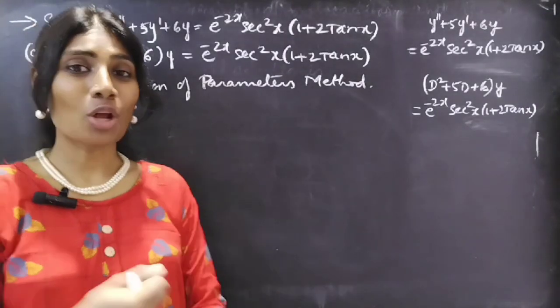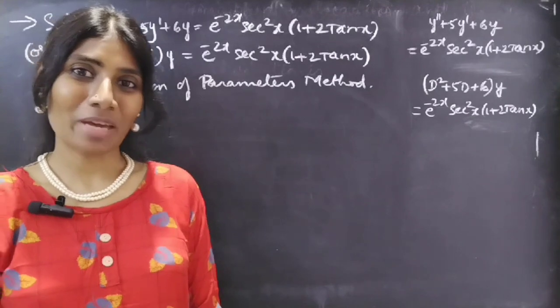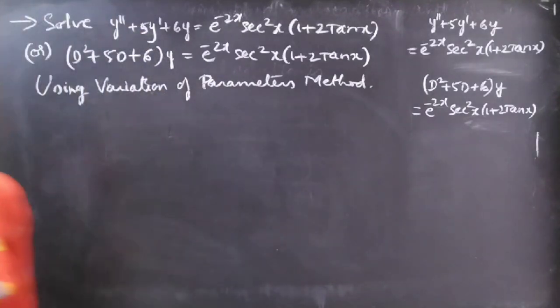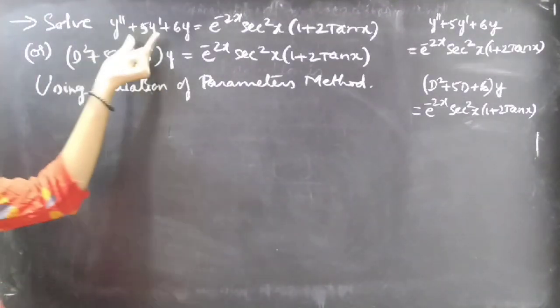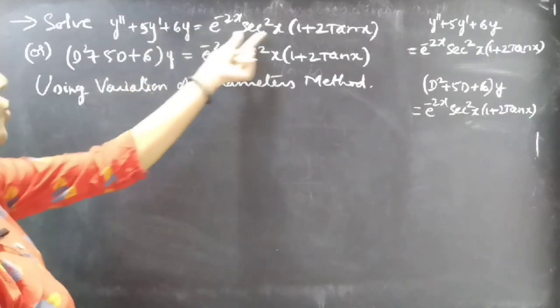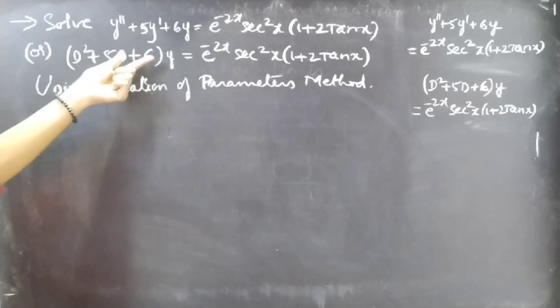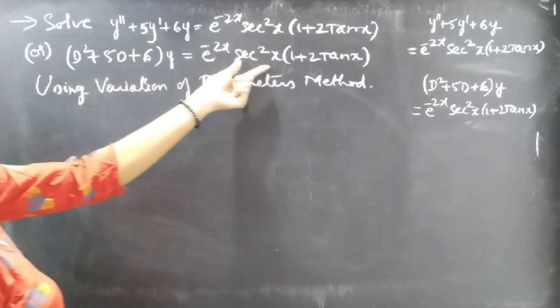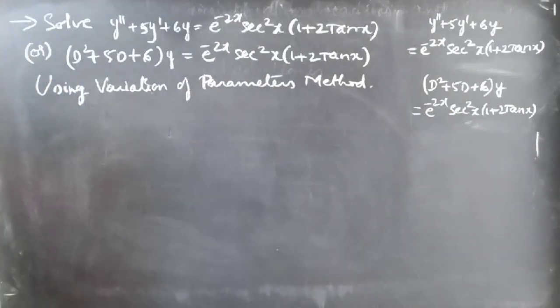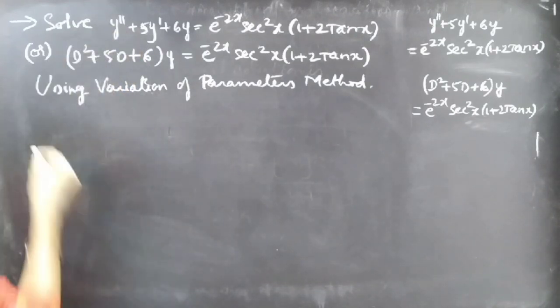In this video, we are going to solve a differential equation using variation of parameters method. So let's get going. Problem: solve y double dash plus 5y dash plus 6y equal to e power minus 2x secant square x of 1 plus 2 tan x, or D square plus 5D plus 6 into y equal to e power minus 2x secant square x of 1 plus 2 tan x, using variation of parameters method. So here we are given a differential equation of order 2.